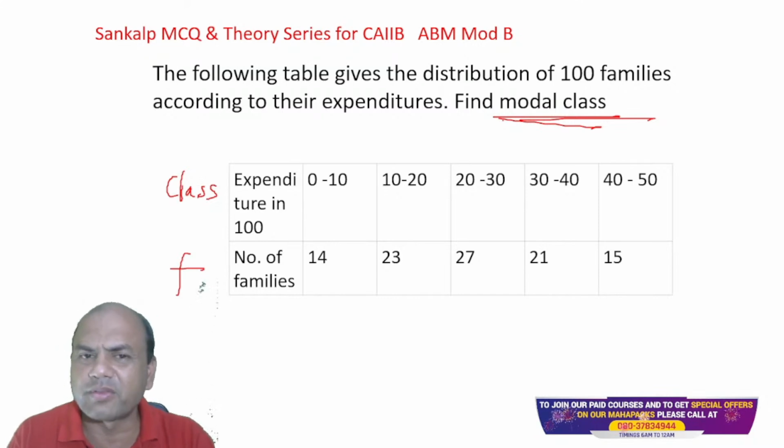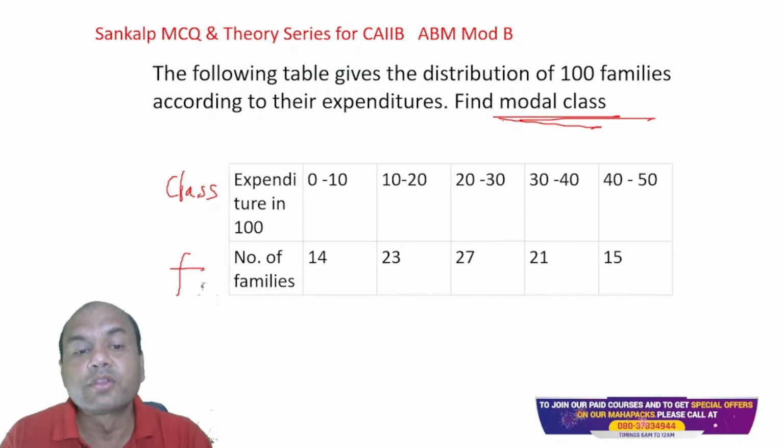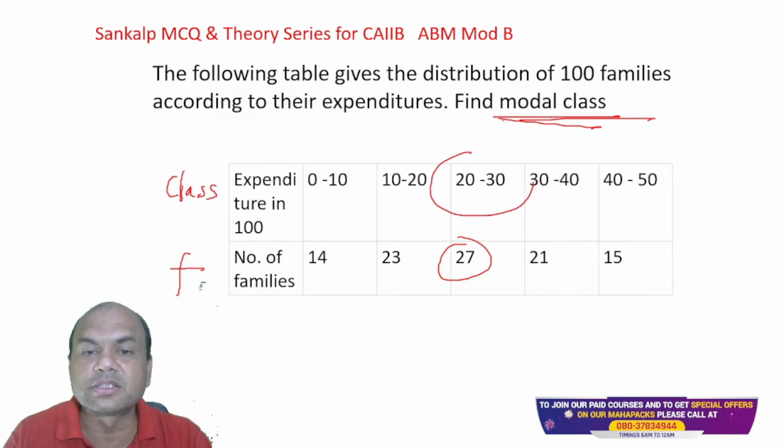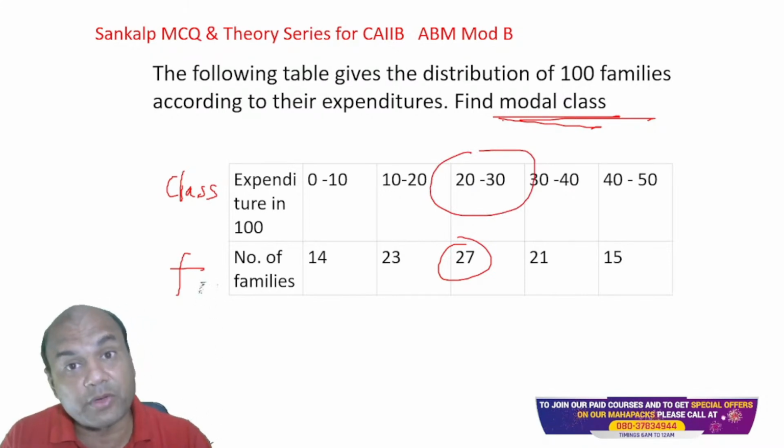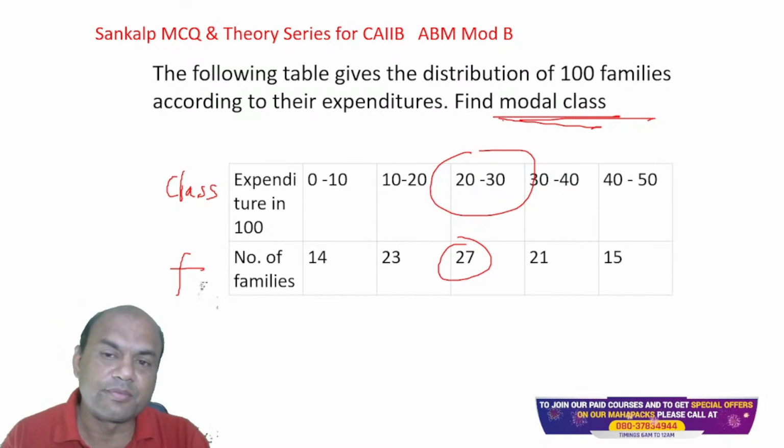That's a separate part. We'll do this some other day. So which is the modal class over here? Highest frequency, 27. So which is the modal class? This. Now if you want to find the mode of this, that is a separate formula. That's a big formula.